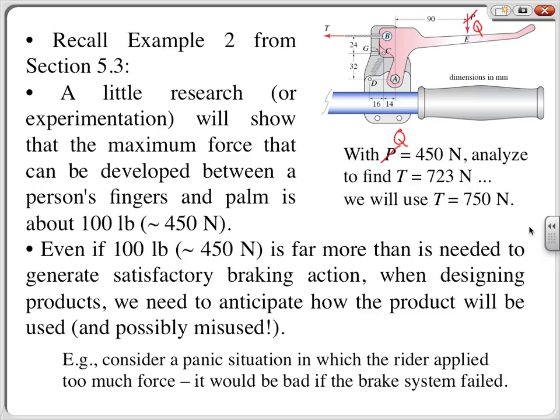In section 5.3, we did so with a certain value for the spring constant, CD. To get a more extreme value for the relationship between T and Q, we could remove this spring and perform the analysis again. In doing so, we would then find that for Q equals 450 newtons, our analysis gives us T equals 723 newtons. This is a larger multiplier for T as a multiple of Q than we would have found in the analysis for section 5.3. Let's take T to be equal to 750 newtons to have a more round number.